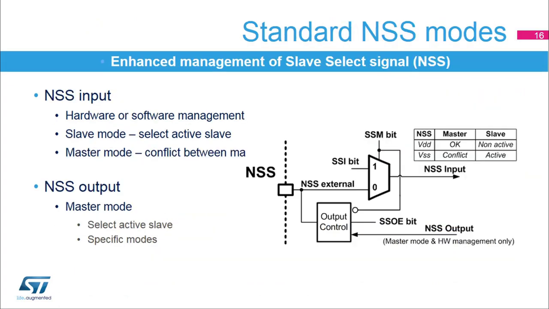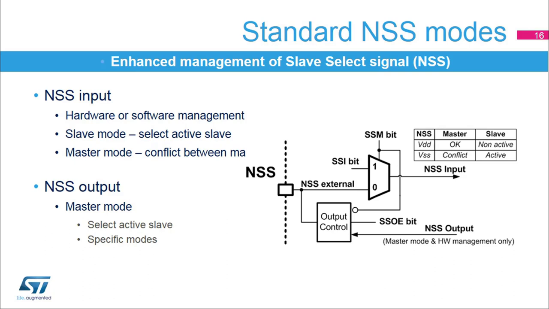The slave select signal, or NSS, is commonly used by the master mode to select the slave node for communication. It is generally used in a multi-slave topology, but it can also be used to synchronize the data flow in a single master-slave pair. The slave select signal can operate either as an input or as an output. The NSS input can be managed externally by hardware or internally by software, depending on the SSM and SSI bits.